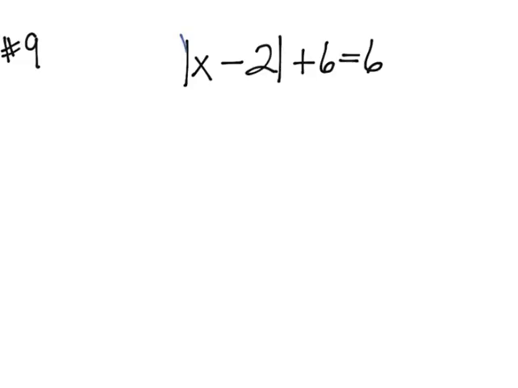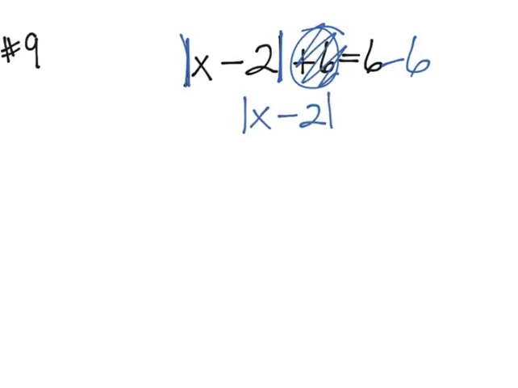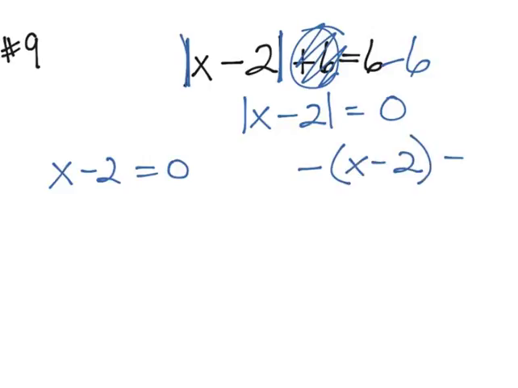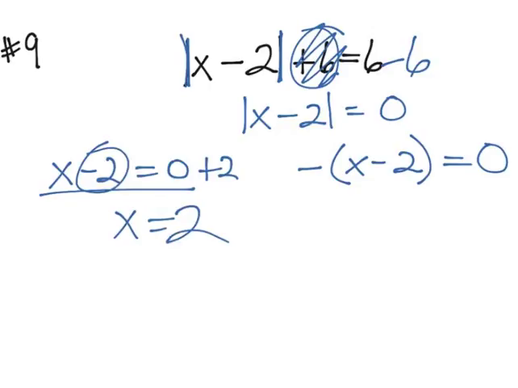All right, here's my absolute value right here. I got a positive 6, so that makes it a negative 6 when I move it. So that's absolute value of x minus 2 equals 0. I wonder if that thing is going to happen again. Let's see. If x minus 2 equals 0, and I have negative x minus 2 equals 0, well, over here, if I have a negative 2, I add 2, so x equals 2.